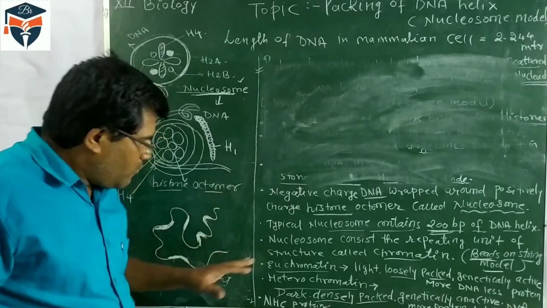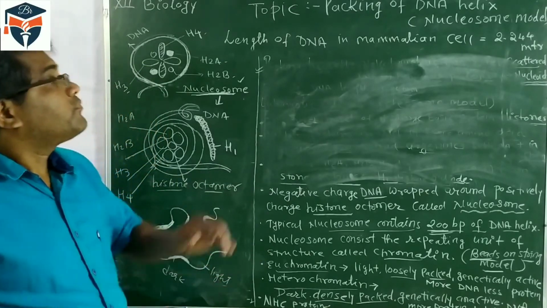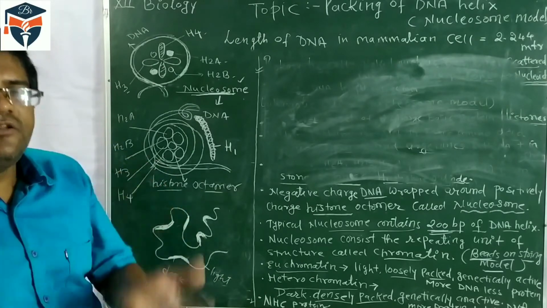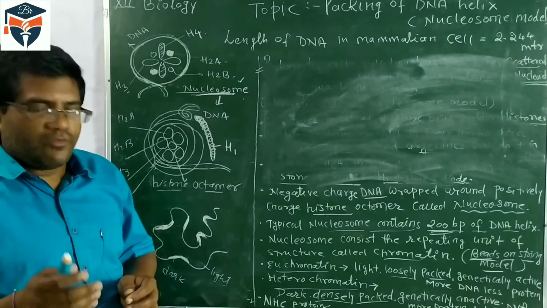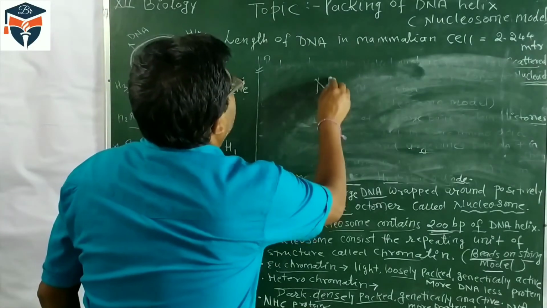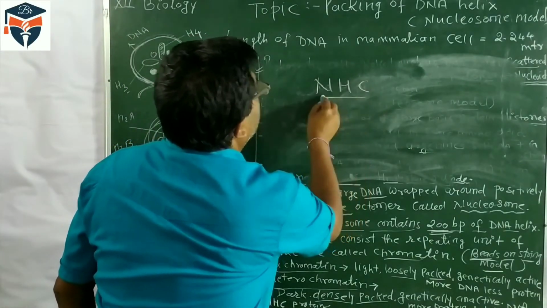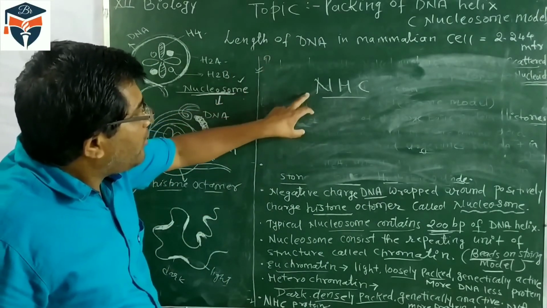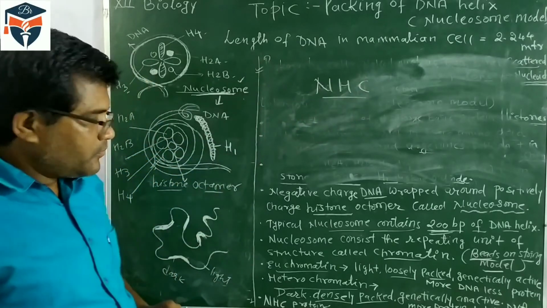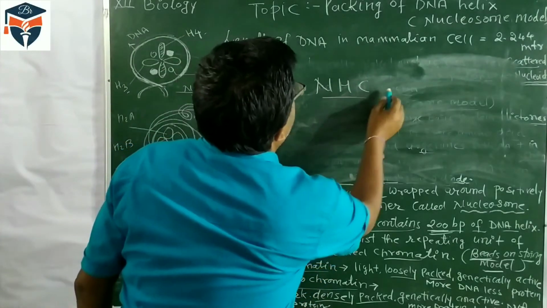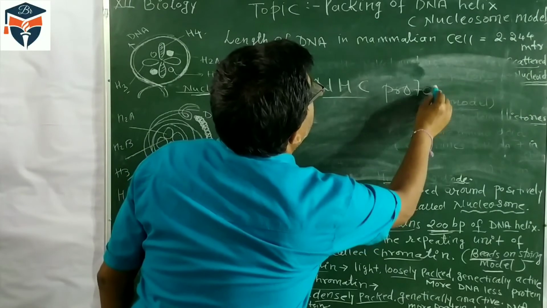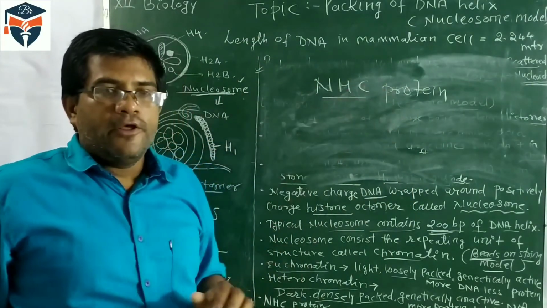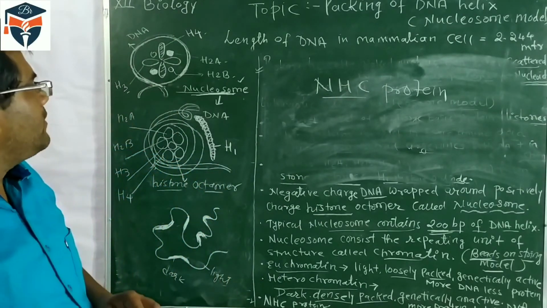Now in higher organisms, while packing up the DNA, an additional set of proteins is also involved. This additional set of proteins, other than the histone proteins, is also required. They are called non-histone chromosomal proteins, NHC, and this occurs in higher organisms.